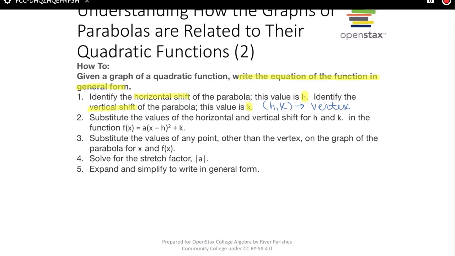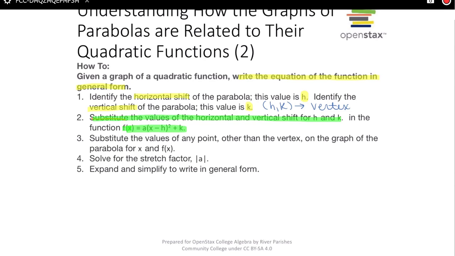Now once we do that, then we're going to substitute the values of the horizontal and the vertical shifts into h and k in the equation here, into f of x equals a times (x minus h) squared plus k.